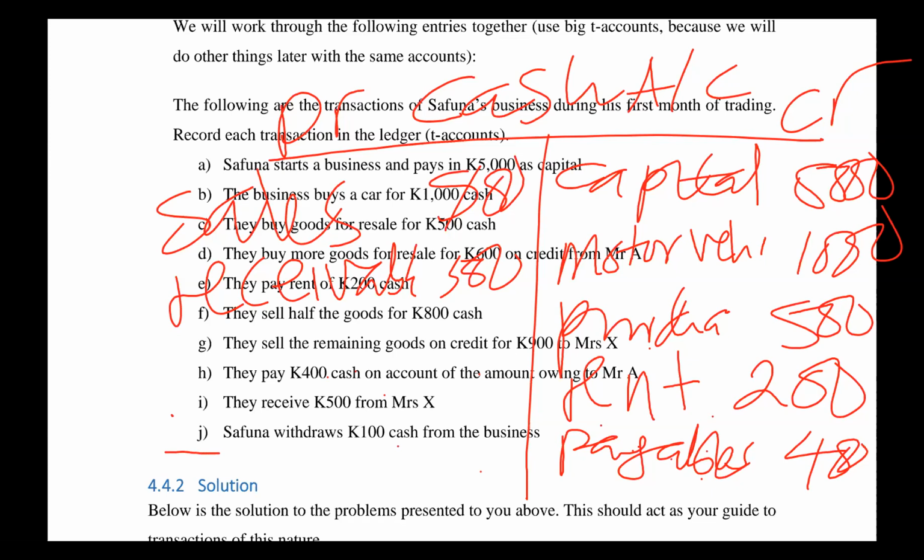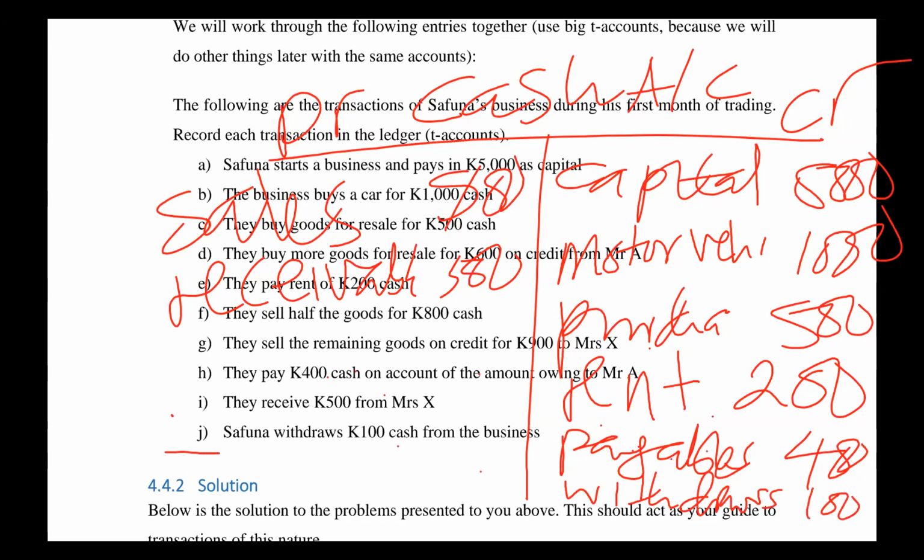Transaction number J, Rachel. Safuna withdraws 100 cash from the business. What is happening with the cash account? It's giving out. Okay, it is giving out the withdrawals of 100 kwacha.